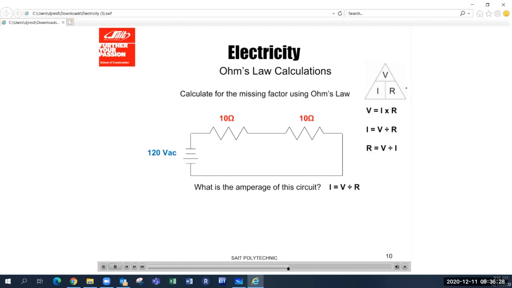Using our formula, we can then determine that 120 volts AC divided by our resistance total, which is 20 ohms. Okay, now can you see how we do this? Is equal to 6 amps. So that circuit right there is only 6 amps. So the current or the intensity is 6 amps. So we have to get our resistance total first before we do any calculation using Ohm's law.